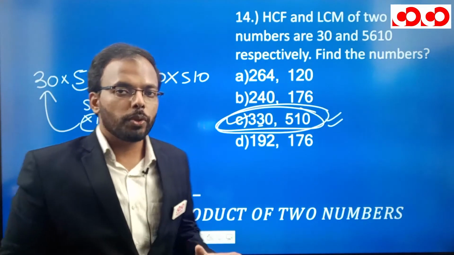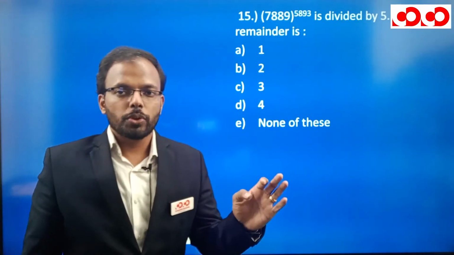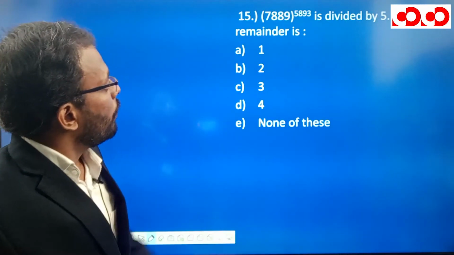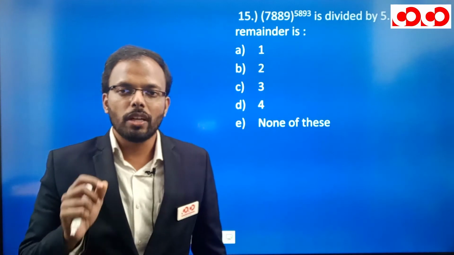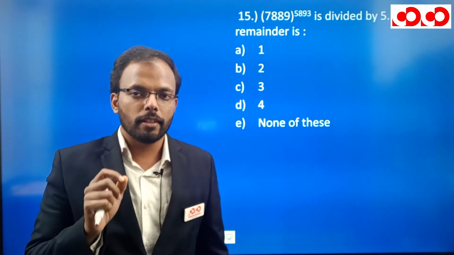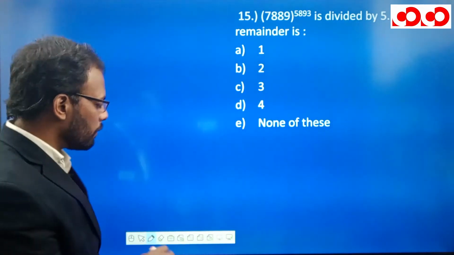Now let's move into the next question. Here is our next question, number 15. When this number is divided by 5, what is the remainder? Again, we need to see a very small property. Let's look at that property.